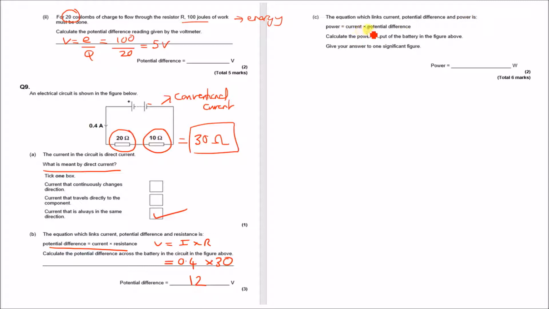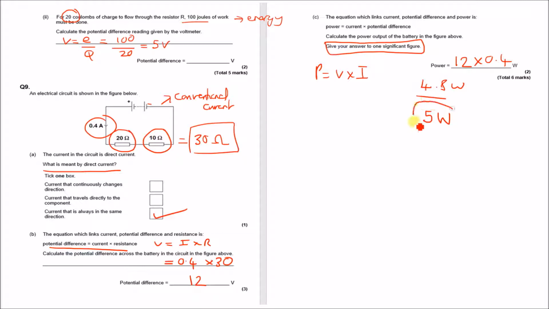Now, the equation which links current, potential difference and power is that power is equal to current times potential difference. So we know power is equal to V times I. And using that, we've got a voltage of 12 volts from the previous question, and the current of 0.4, which is the same, remember, everywhere, and 0.4 times by 12 gives us 4.8 watts. Now, remember, it's asking you to give the answer to one significant figure. This is two significant figures, so we need to round this up to 5, and then that would be 5 watts. So the answer is 5 watts because it's to one significant figure.